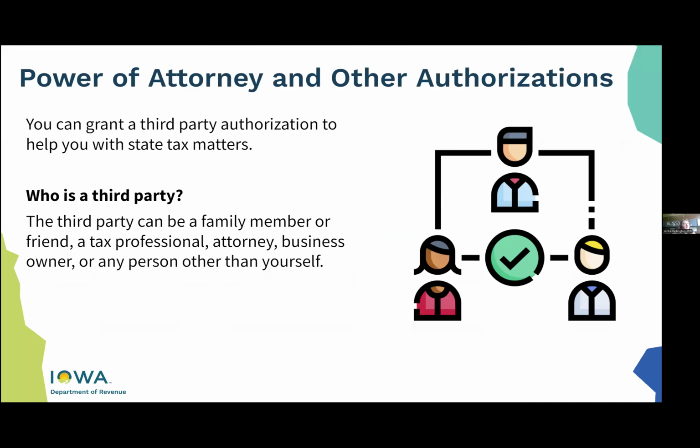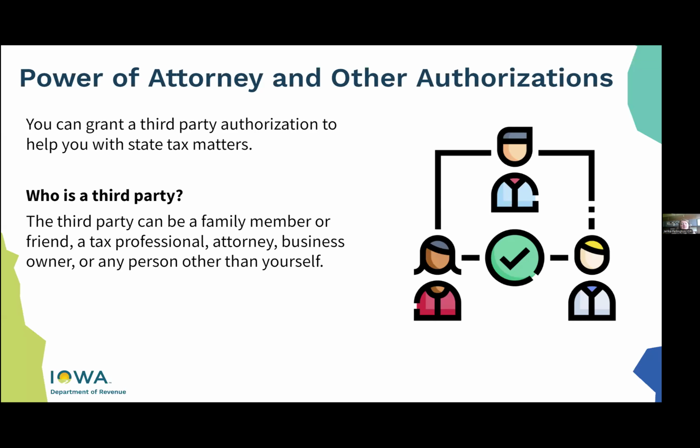So I really like to go back to basics when we talk about third-party authorization and talk about what it is, who is a third party, what does that look like? The most important thing to remember is that taxpayers can grant third-party authorization to someone to help you with state tax matters. I will say that you have the right to represent yourself. You have the right to authorize someone else to represent you. So just important things to keep in mind.